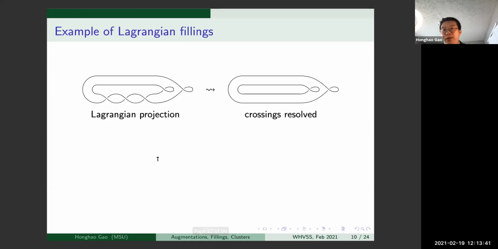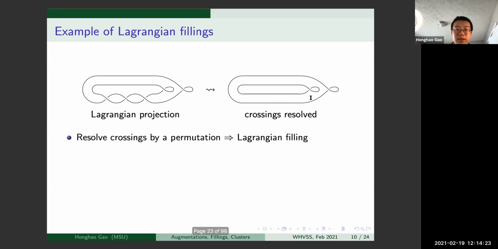So let me show you one example. This is the example I have seen at the very beginning. I have the Lagrangian projection of the right trefoil, and I have three crossings here. And remember the saddle cobordism in the Lagrangian projection is to smooth out by resolving a crossing and replace it by parallel strands. So if I resolve all three crossings, I get two parallel strands, and then I have an unknot inside, I have another unknot outside, and then I can fill up these two unknots, and that gives me an exact Lagrangian filling.